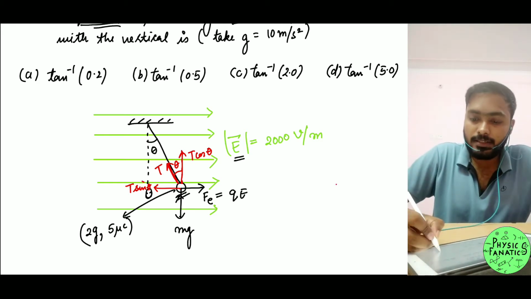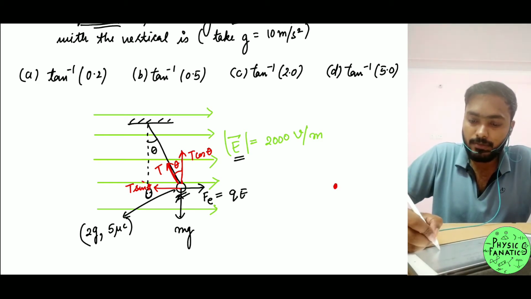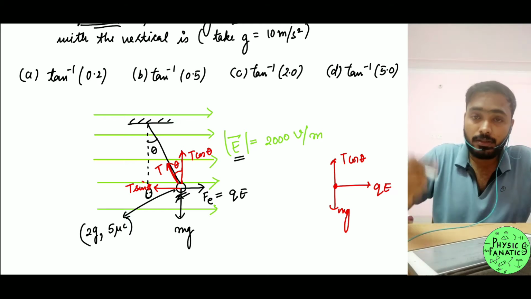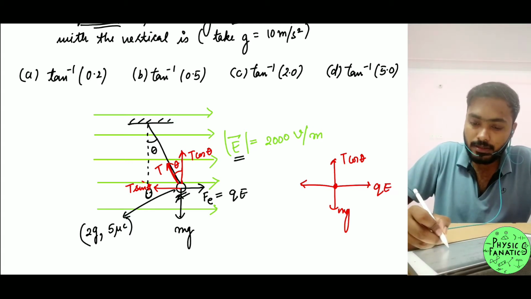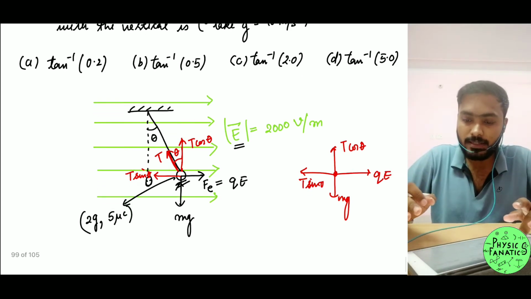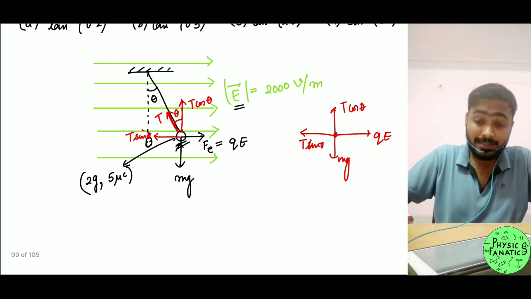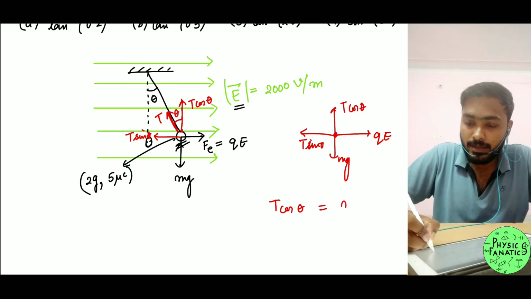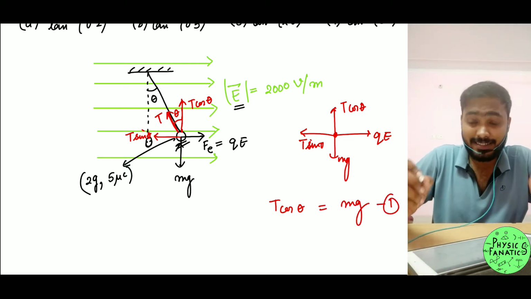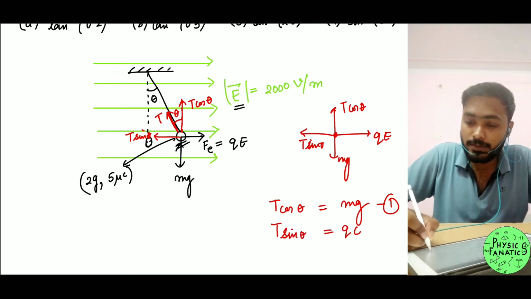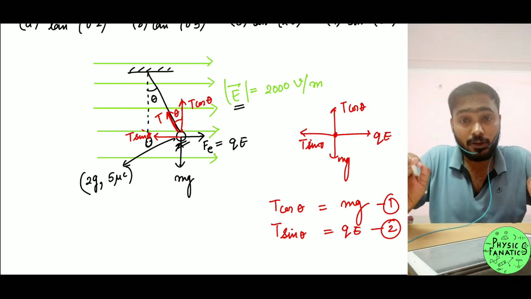So I can draw the free body diagram. mg is in the downward direction, t cos theta in the upward direction, qE in this direction, and t sin theta in that direction. I hope you guys can understand. Obviously they are in equilibrium. That means t cos theta will be equal to mg. That is my first equation. The second equation will be t sin theta equal to qE. That is my second equation. So I got my two equations.